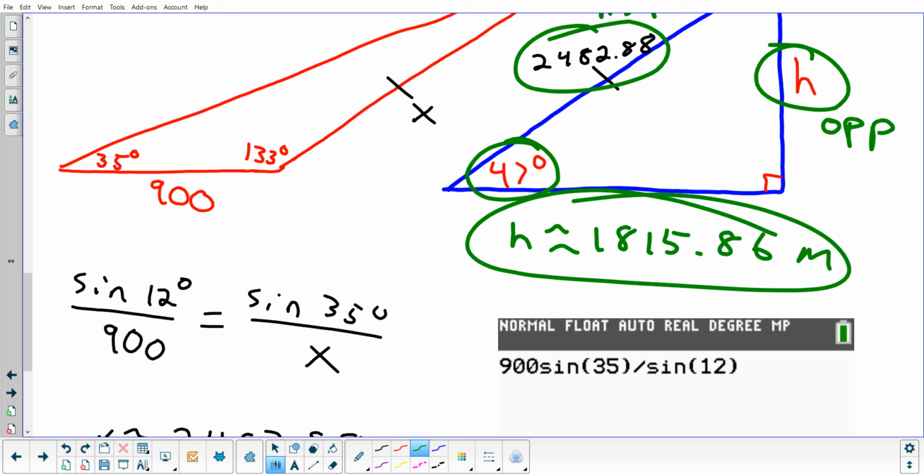Any question on that one? Yeah. Could you have done angle side angle and gotten the same answer? You mean law of sines? Yep, definitely. You could do law of sines on that.